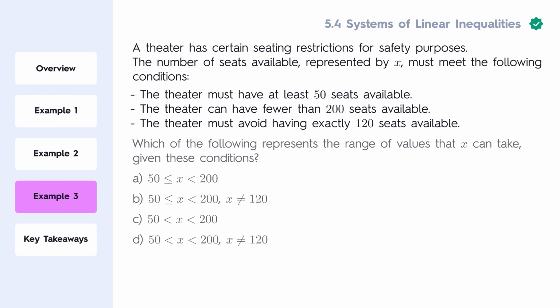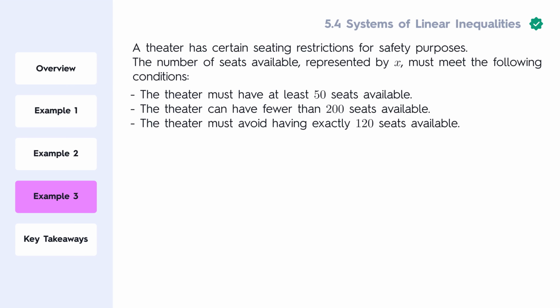To start, let's write each condition as an inequality. At least 50 seats. This tells us x must be at least 50, which means x greater than or equal to 50. Fewer than 200 seats. This condition means x must be less than 200, so we can write this as x less than 200. Not exactly 120 seats. This restriction tells us x not equal to 120, meaning 120 is not part of the solution. So, we have our system of inequalities.